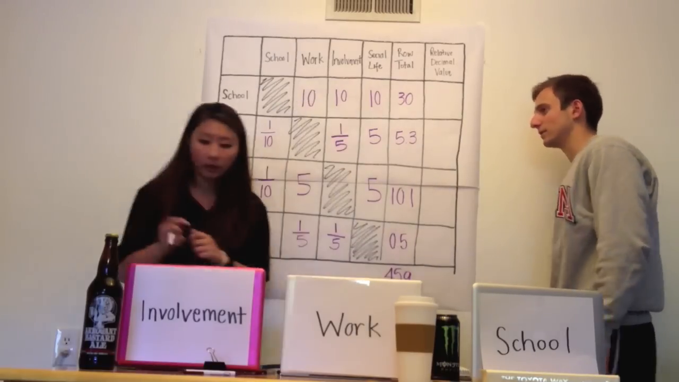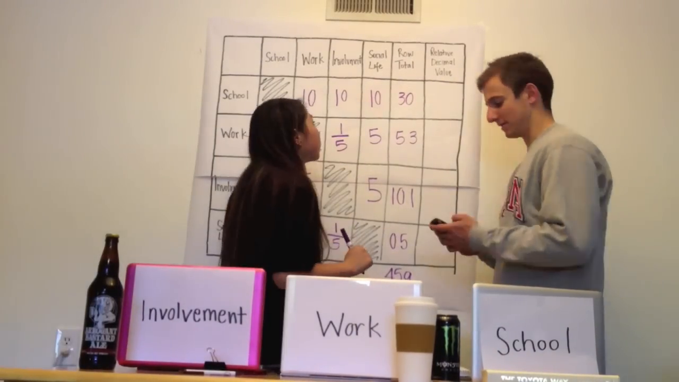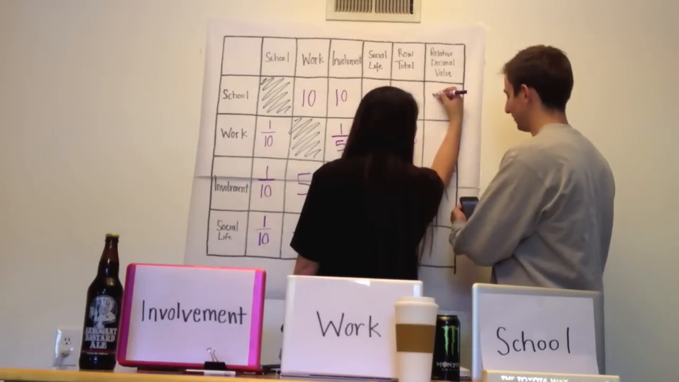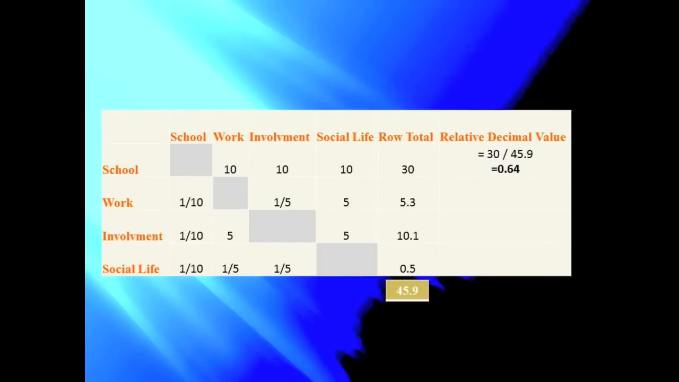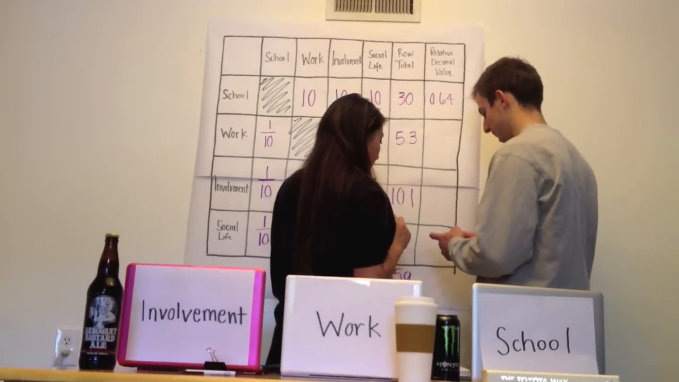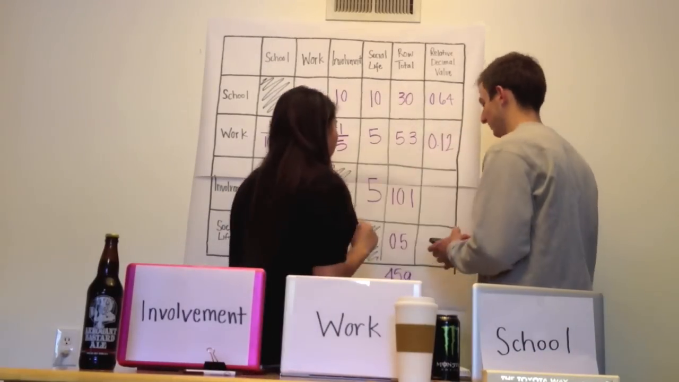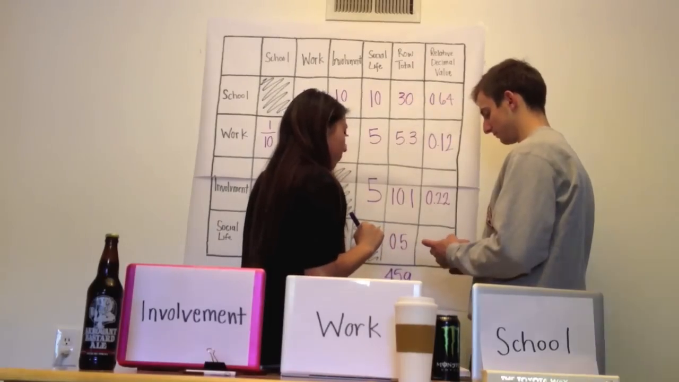The relative decimal value is a proportion of the criteria total to the grand total. This is found by taking the criteria total, for example, school is a 30, divided by the grand total of 45.9, and you get 0.64. This makes it easy to compare one aspect with all other aspects of Lorraine's life.